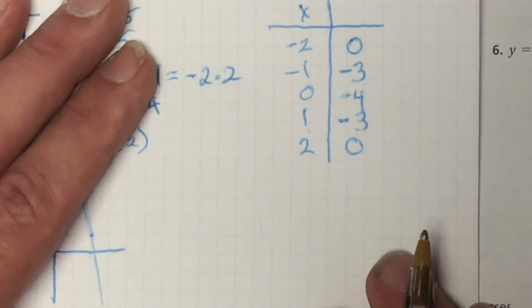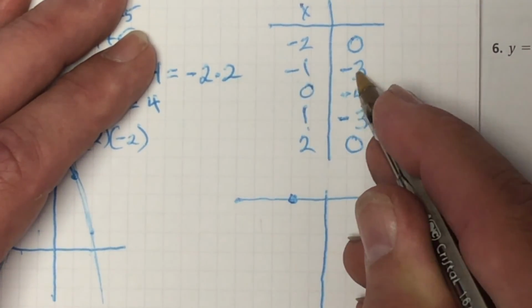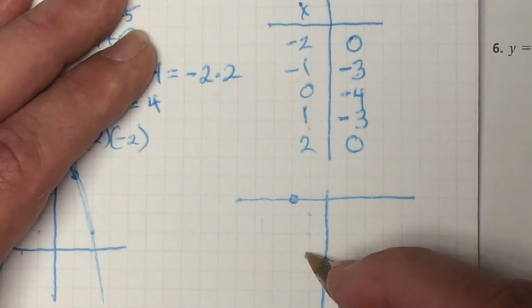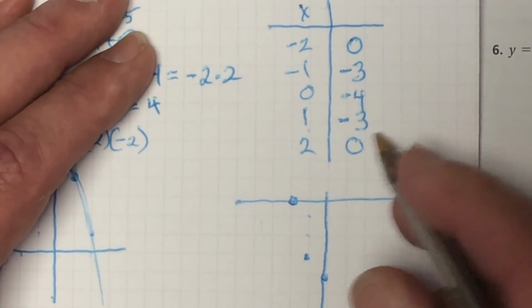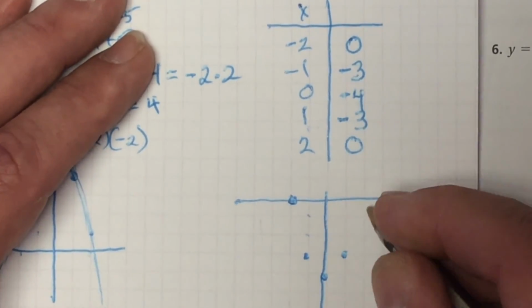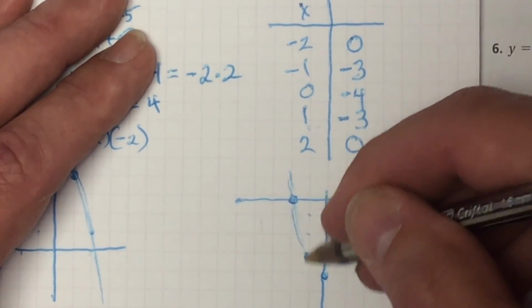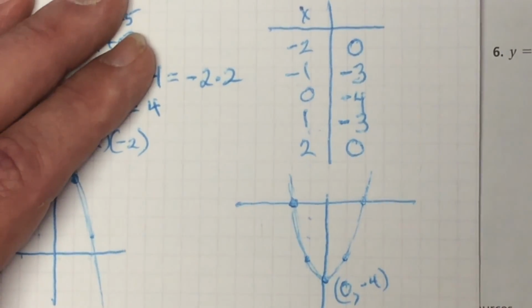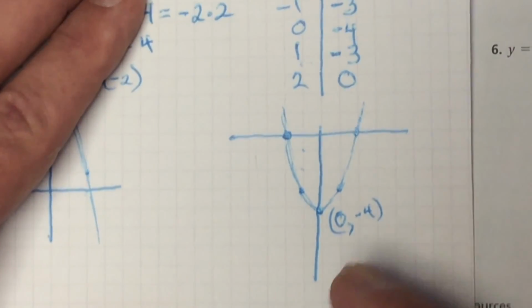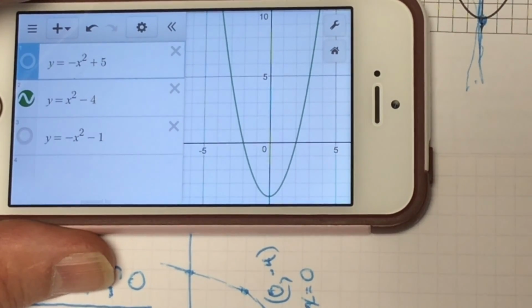And if I go to plot those points, negative 2 comma 0 would be here. Negative 1 comma negative 3 would be here. 0 comma negative 4, that would be right here. And we've turned around now, so I've got negative 3 here and 0 here. This is a parabola, right? The vertex is 0 comma negative 4. It is a minimum value. And the axis of symmetry is x equals 0. Okay, this is what it looks like when it's done perfectly.